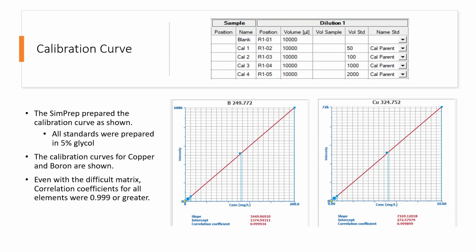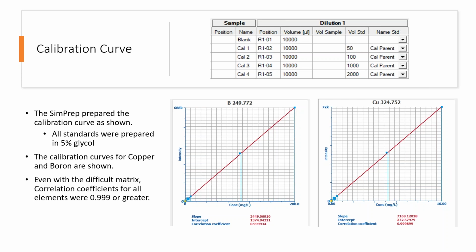It's really pretty easy to do this type of work. You specify what tube you want to dilute in the position. In this case, we're doing 10 mL final volume, and then how much of the standard do you want to add? And the SimPrep can very easily make that happen. And even with the difficult glycol matrix, all the correlation coefficients for all elements were 0.999 or better.